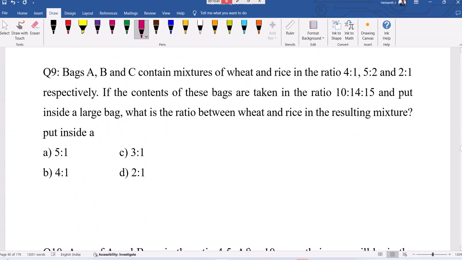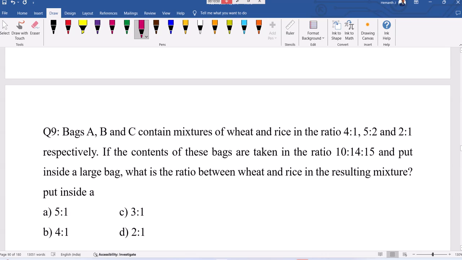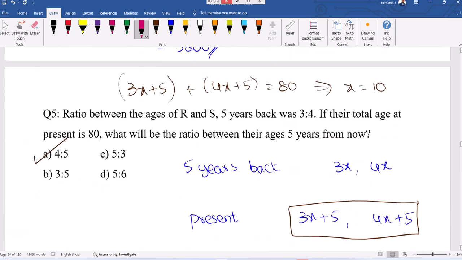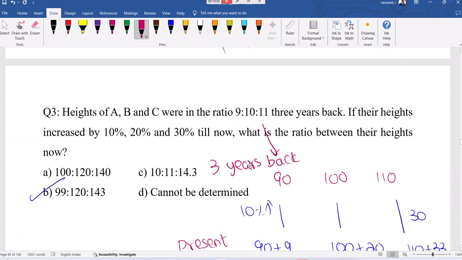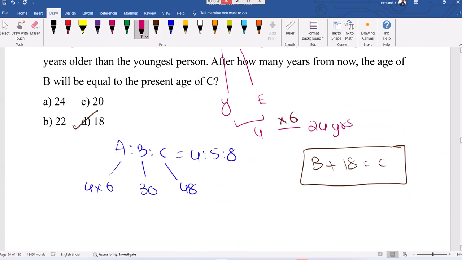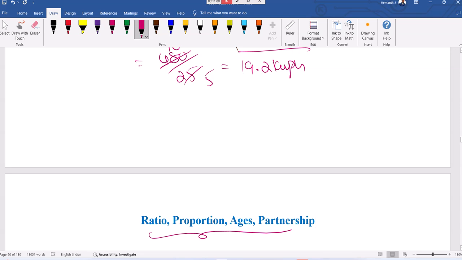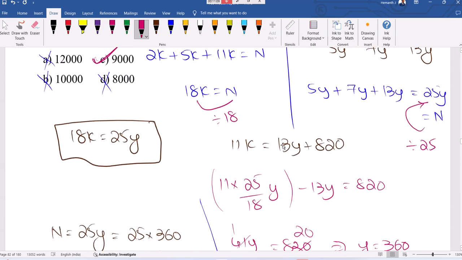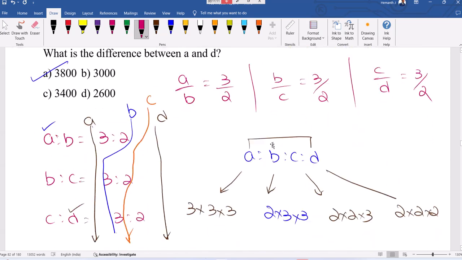Mixtures concept also involved here. This is the resulting mixture. Mixtures and alligations. So I can put in the heading mixtures and alligations as well. I'll add a few extra questions here related to mixtures and alligations also. So let's see about the next question.